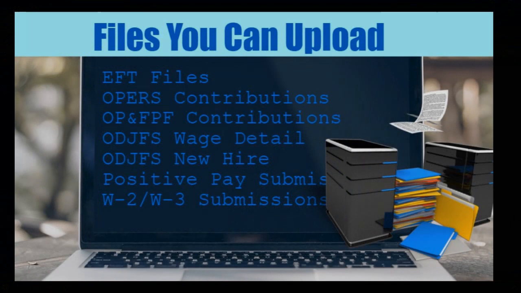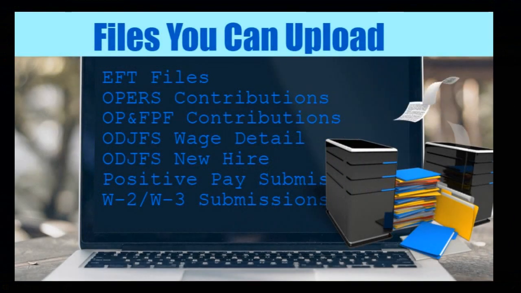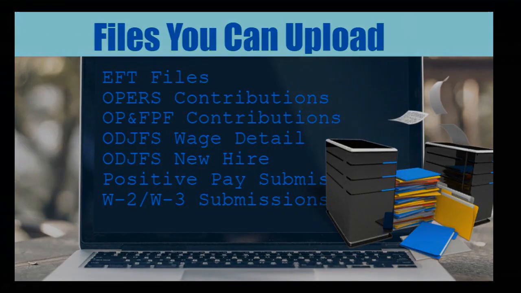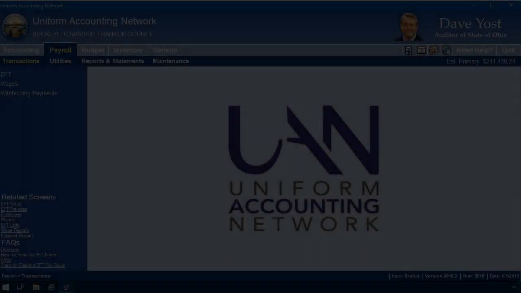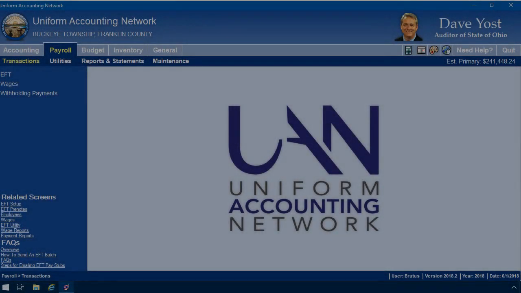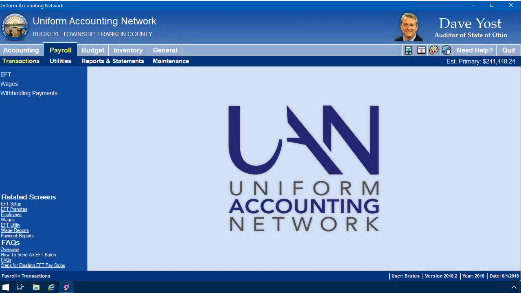All of the items on this list are files that you can create for upload to different agencies. The most common one is probably the OPR's contributions report for file upload. Remember, that includes Social Security numbers, and the EFT files include bank account numbers. What they all have in common is that UAN does not encrypt or password protect these files.